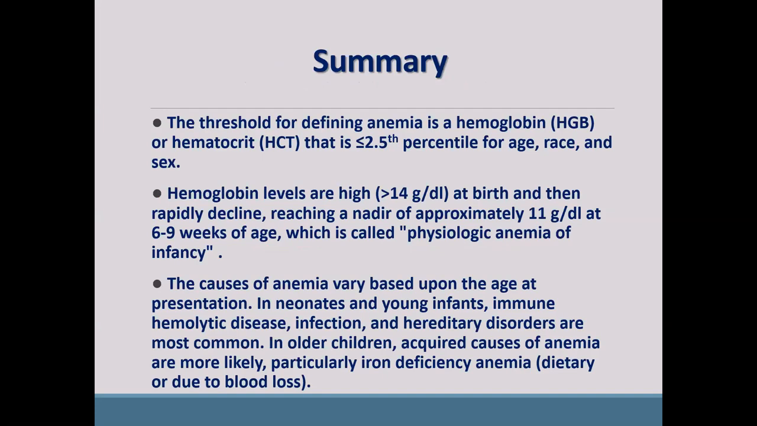In summary, the threshold for defining anemia is hemoglobin or hematocrit less than 2.5 percentile for age, race, and sex. Hemoglobin levels are high at birth, then rapidly decline, reaching a nadir of approximately 11 gram per dL at 6 to 9 weeks of age, which is called physiologic anemia of infancy. The causes of anemia vary based upon age at presentation. In neonates and young infants, immune hemolytic disease, infection, and hereditary disorders are most common, while in older children, acquired causes of anemia are more likely, especially iron deficiency anemia or blood loss.